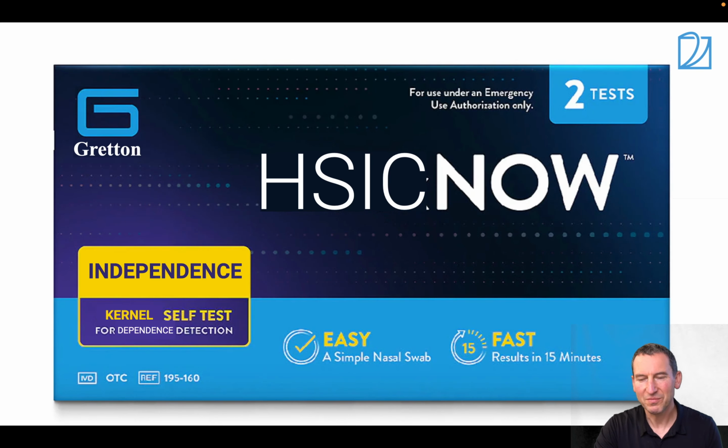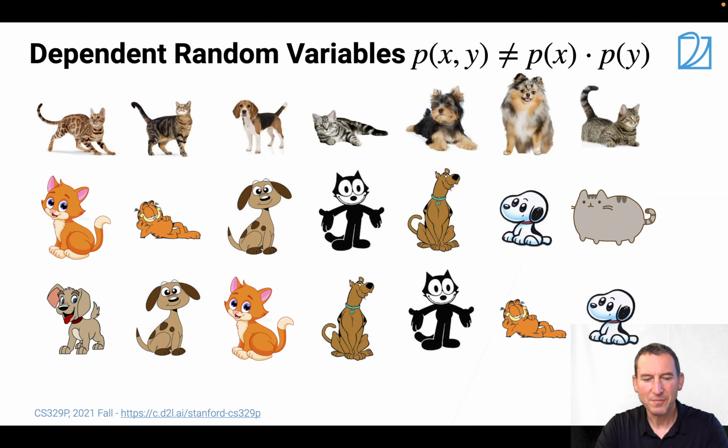And yeah, people do a lot of testing, so we can also test for HSIC, namely whether random variables are independent or not. Okay. Now let's have a quick look at dependent or independent random variables.